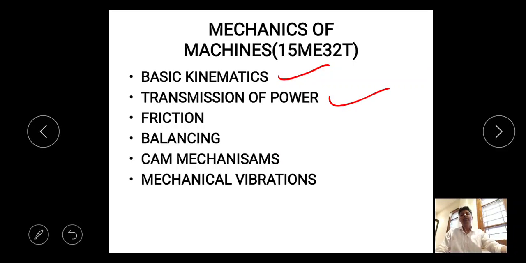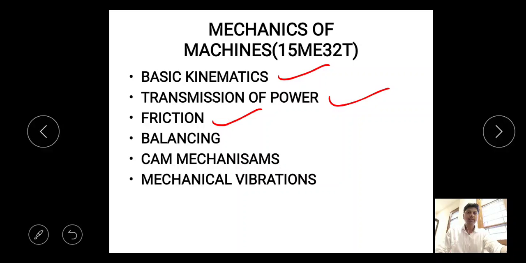Then in the third chapter, friction, you will be studying what friction is and how it affects our daily life. Friction is resistance to motion. All those things we will be studying in the friction chapter. It consists of 10 marks theory and 20 marks problem.